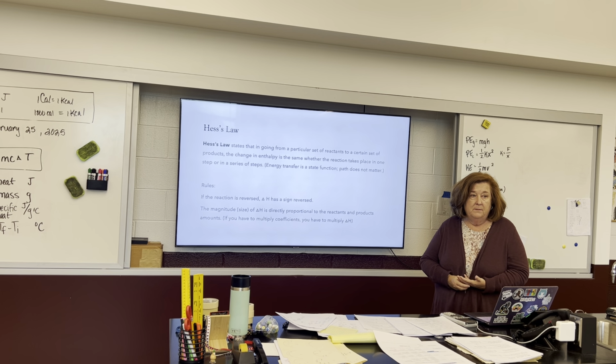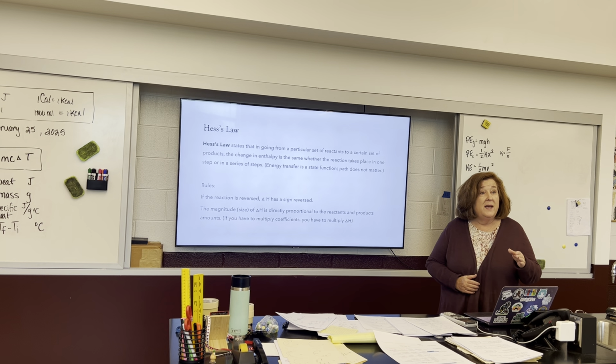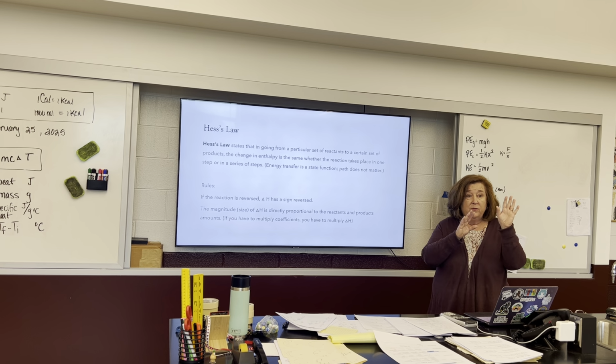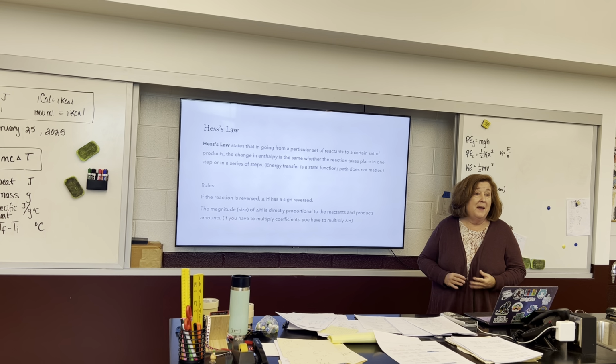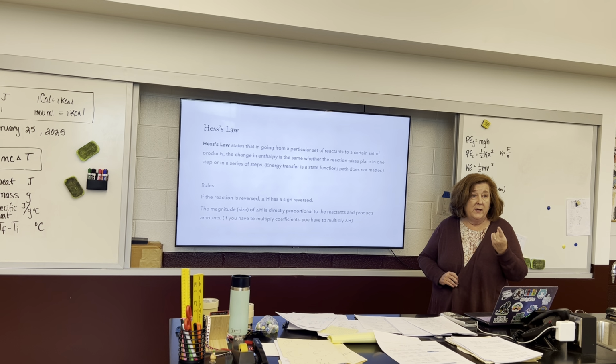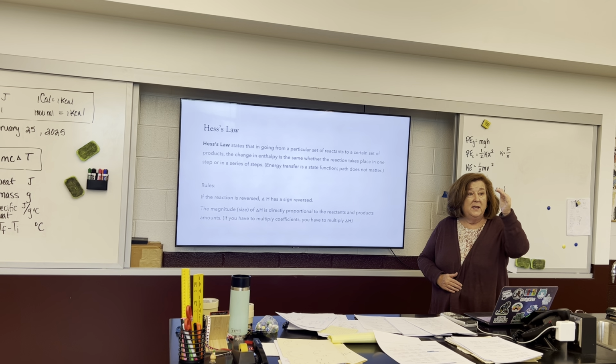That's what this is. So what Hess said is, because energy is a state function, which means that the only thing that's important is where you start and where you finish, and how you get there doesn't matter. So because of that, you can go through one step to make a chemical reaction happen, or you can go through a million steps. As long as you can get from the beginning to the end, the path doesn't matter.